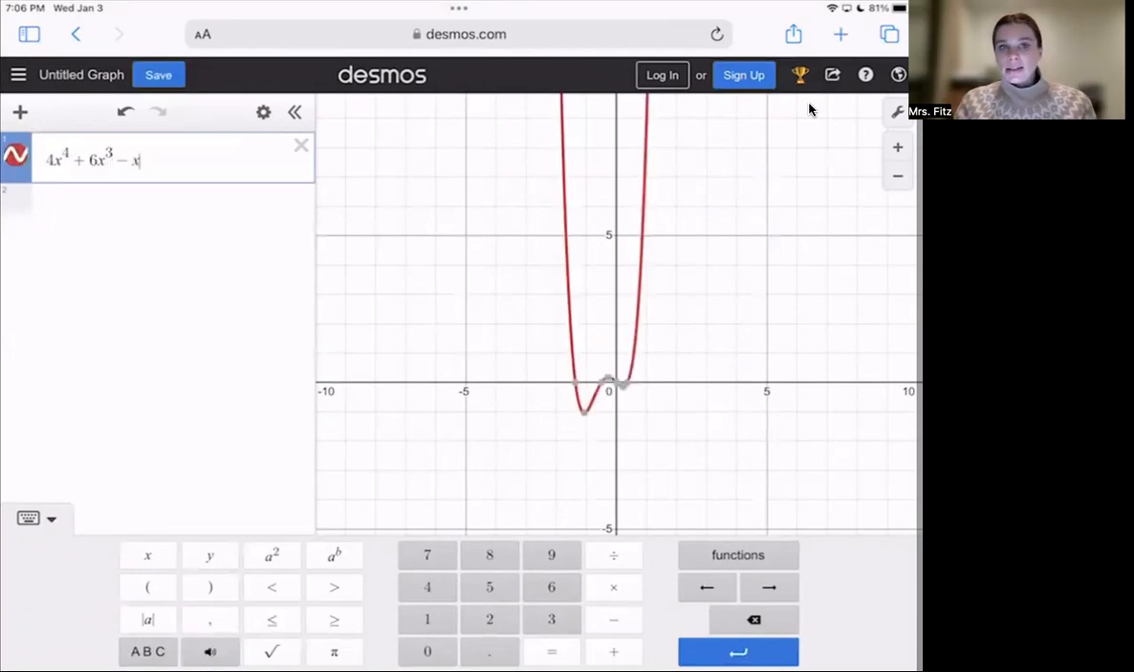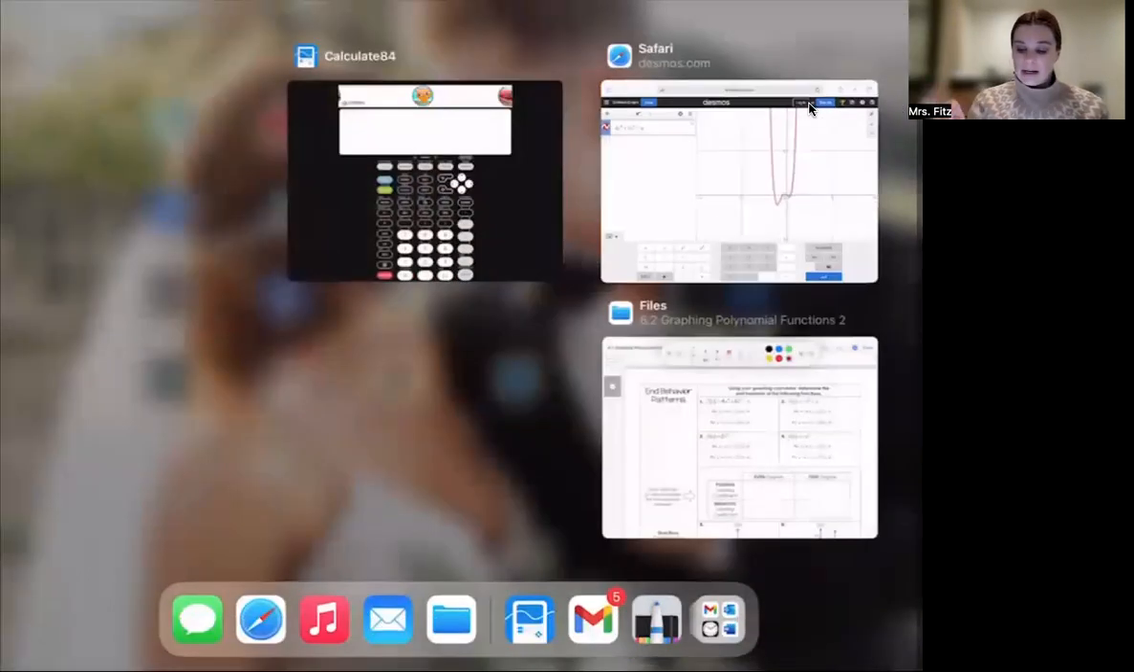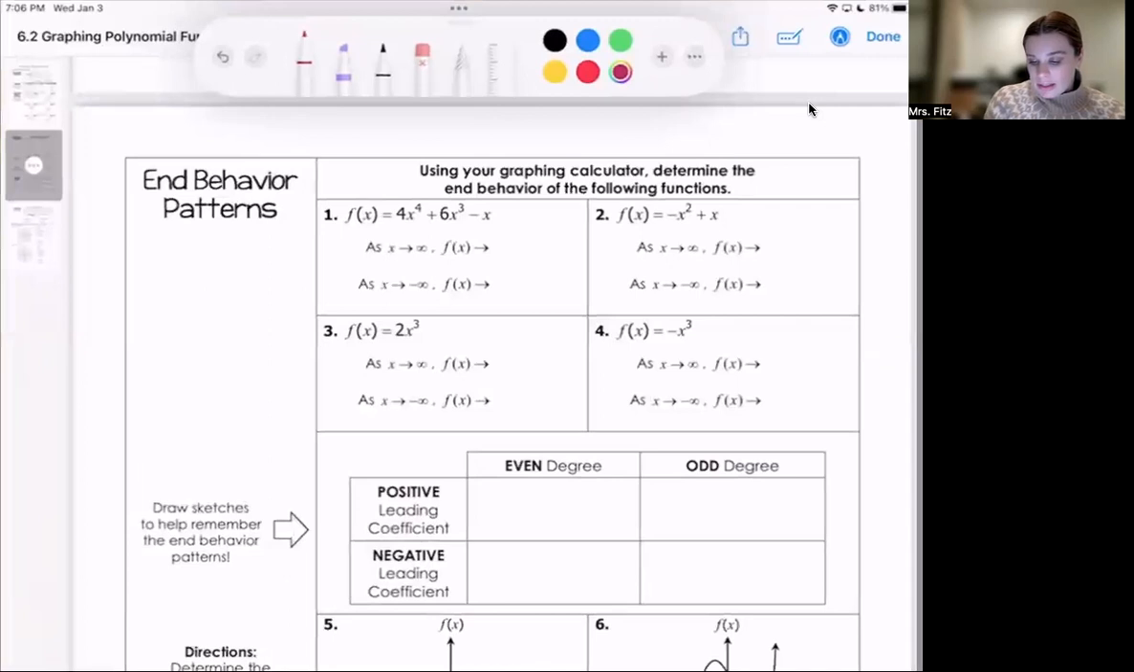And notice this one, both ends are pointing up. So as x approaches positive infinity, we're going up to positive infinity. And even to the left, as x approaches negative infinity, we're going up to positive infinity. So it would be infinity, infinity. Okay, go ahead and do that for numbers 2, 3, and 4. Pause here. When you're done, go ahead and unpause and we'll do them together.